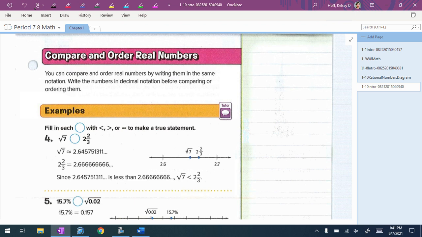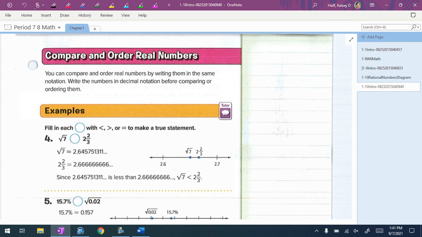So real numbers can be written as radicals. They could be fractions. They could be decimals. They could be percentages. And they want us to write them least to greatest. So the first thing we have to do is write them in decimal notation so that we can compare them.